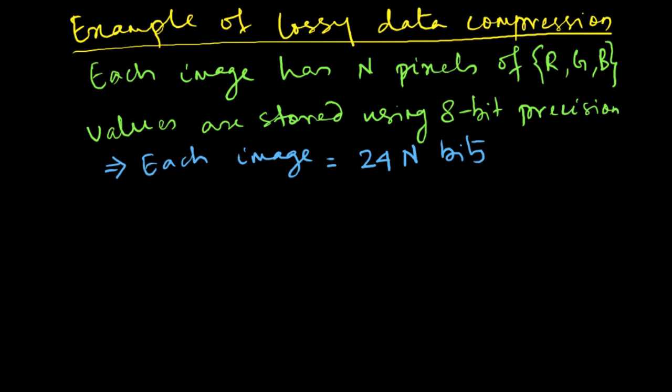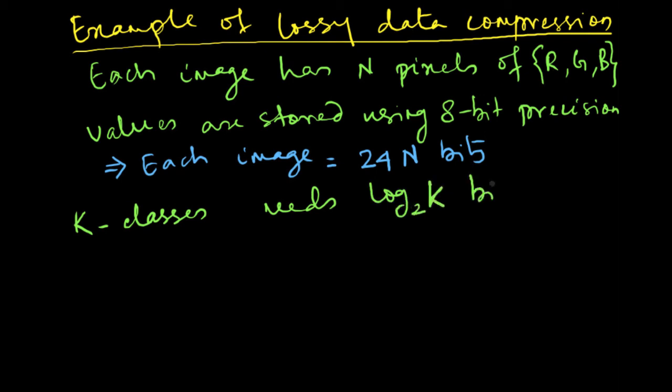Now our objective is to reduce or compress this image information into a smaller resolution image where you store information only about the clusters to which each pixel value belongs. So let's say you have k classes or clusters, and storing information about the k classes or clusters needs log to the base 2 of capital K number of bits.